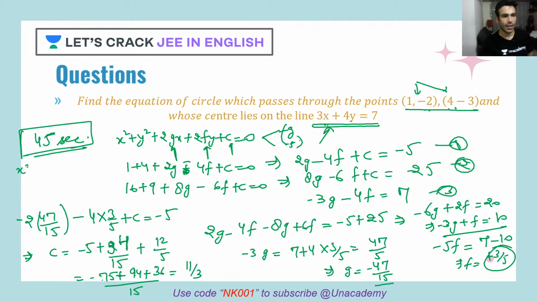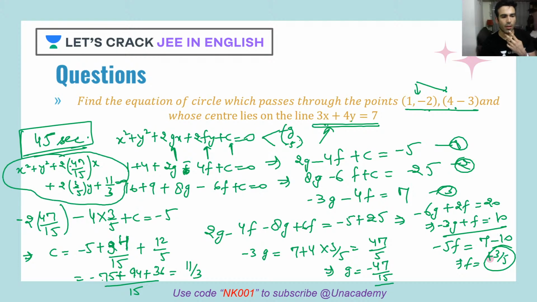So I have x square plus y square plus twice of minus g, 47 by 15. So 47 by 15, my g becomes what? This x plus twice of f, 3 by 5, plus, and your c is what? 11 by 3 is equal to 0. So this is your final equation. You can just cross check. If you find any calculation mistake, you're free to ask, and you're free to tell me as well.